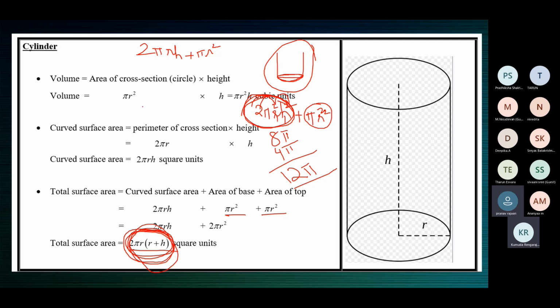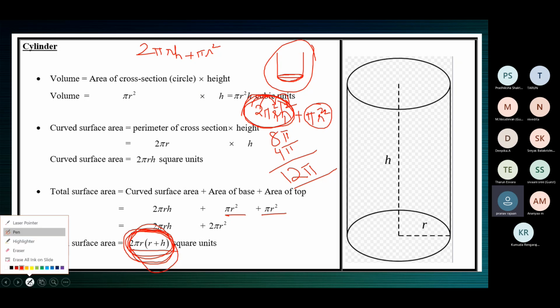Well, if it is a tumbler, you must use the formula 2 pi r height plus pi r square, ma'am.